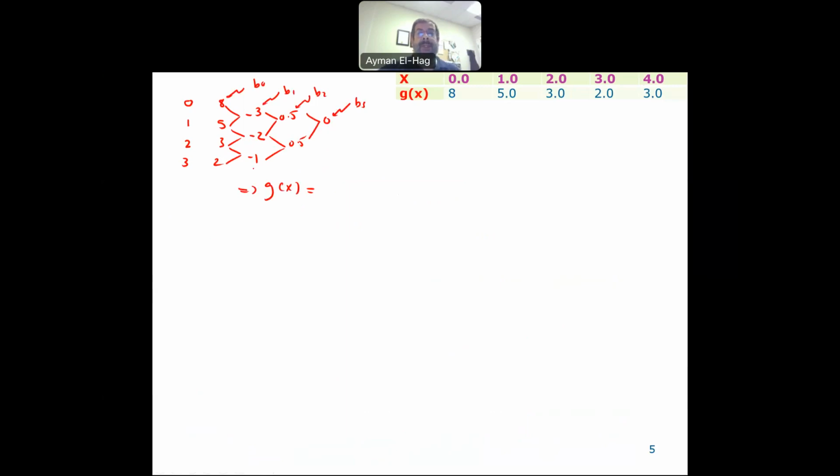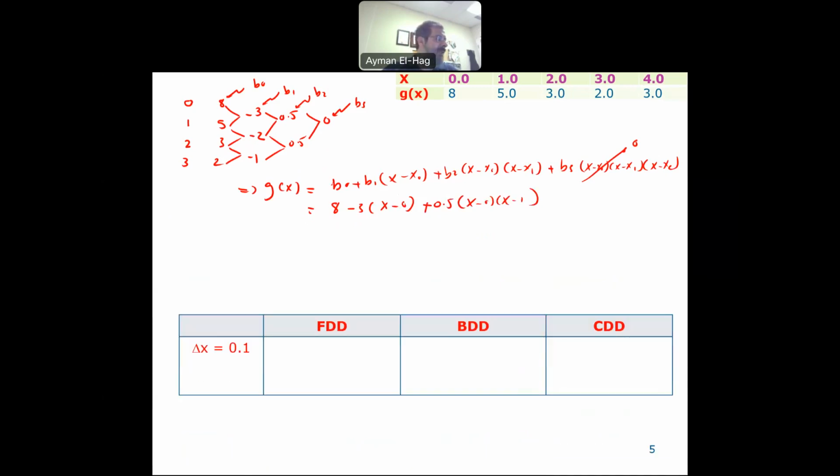And you can see here for the third order, the coefficient with the x cubed is equal to 0. So this is equal to B0 plus B1 (x minus x0) plus B2 (x minus x0)(x minus x1) plus B3 (x minus x0)(x minus x1)(x minus x2). Now, because B3 is equal to 0, all of this goes to 0. So this now is equal to 8 minus 3(x minus 0) plus B2, which is 0.5, times (x minus 0) times (x minus 1). And this is basically your derivative.